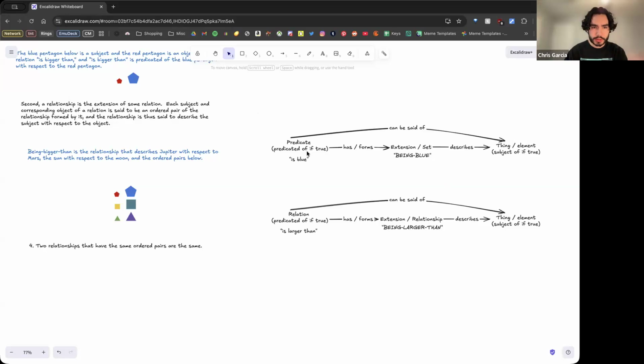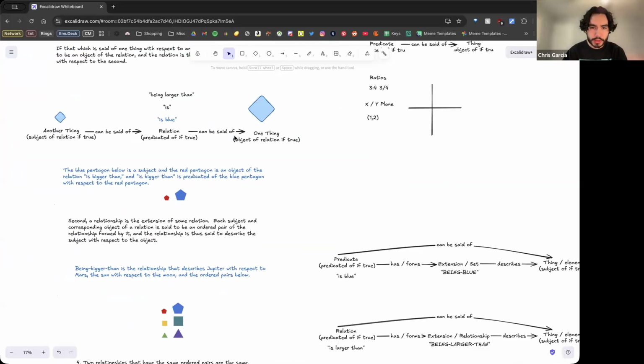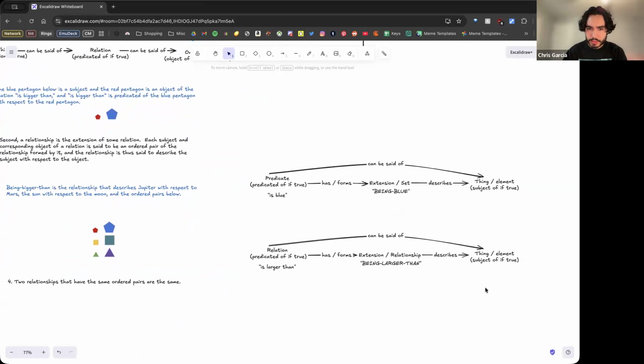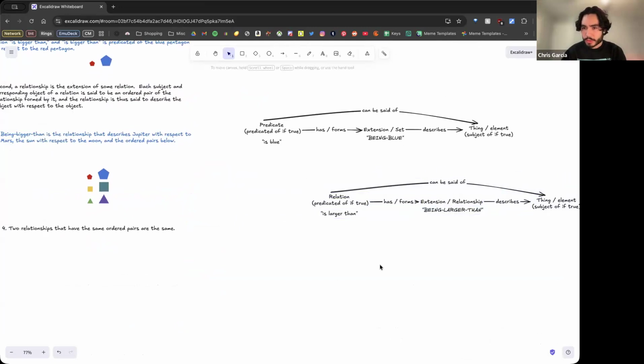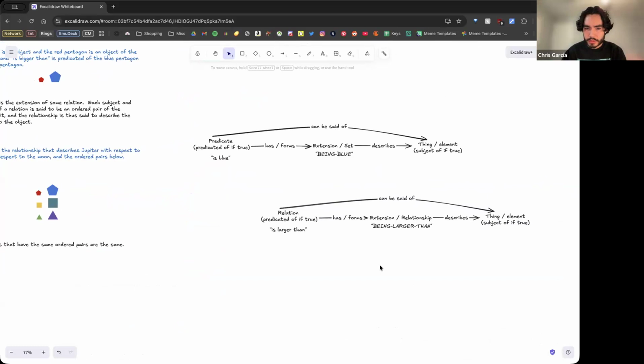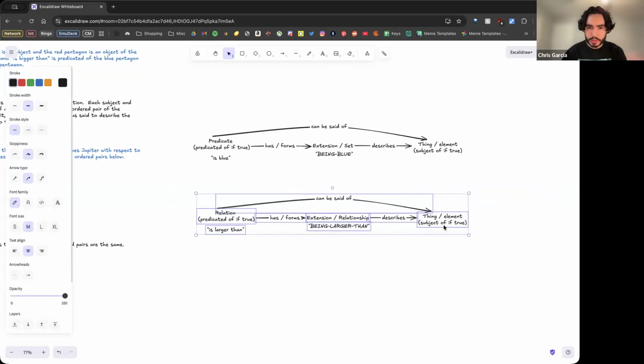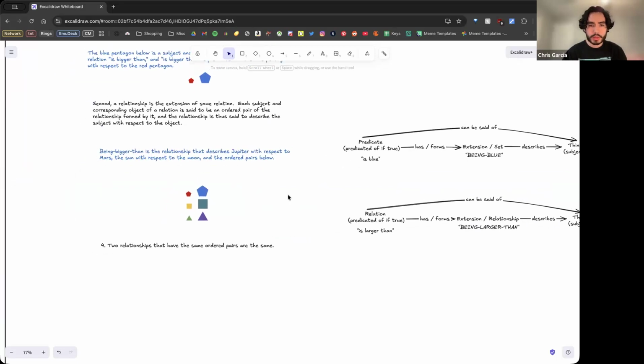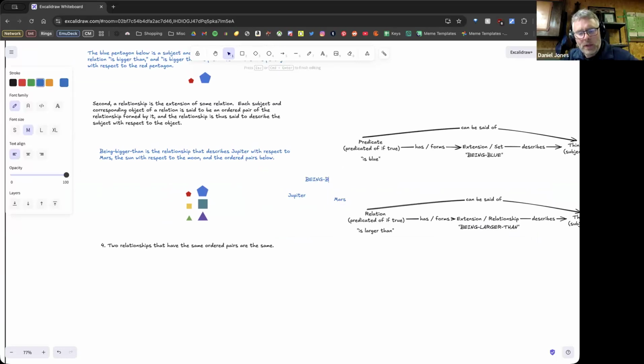Yes. And then we have here each subject and corresponding object. So in this case, we said up here, object is the thing that actually is larger than. And remember, I think we need to add one more item here. It is that same sort of dynamic. Each subject and corresponding object of its relation is said to be an ordered pair of the relationship formed by it. So being bigger than is the relationship that describes Jupiter with respect to Mars. Because Jupiter is the subject and Mars would be the object in that case. Jupiter is bigger than Mars. Subject, object, because it's true. Kathy, does that make sense?